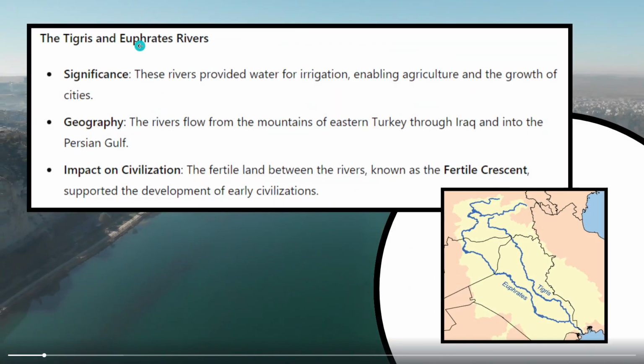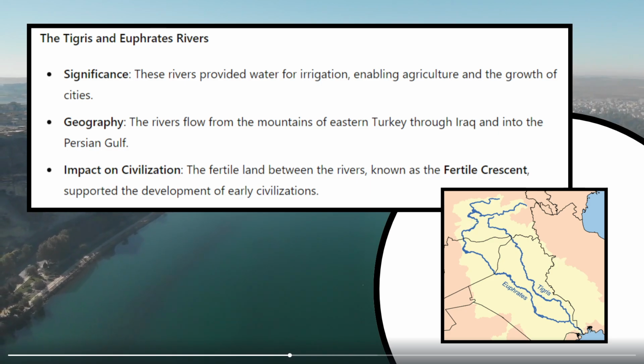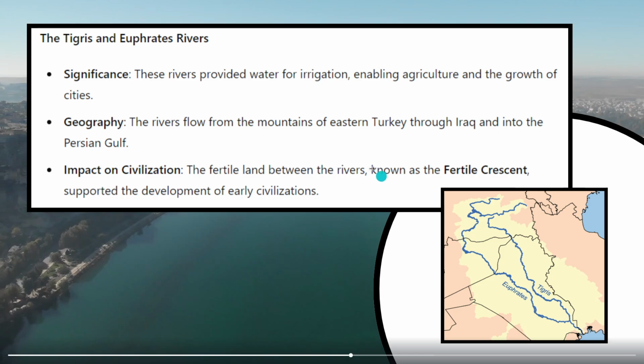Now, when we talk about Mesopotamia, we have to talk about the Tigris and Euphrates rivers. Civilization tends to grow up around rivers, and they did in this area. These rivers provided water for irrigation, enabling rapid agriculture and the growth of cities to just kind of spring up and grow. You have to have water for your civilization, particularly early on, to flourish. And this area had the Tigris and Euphrates to make that happen.